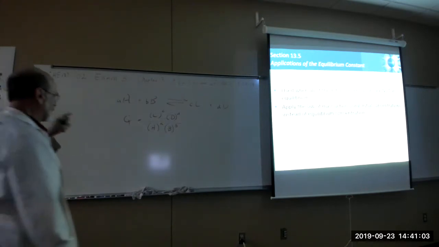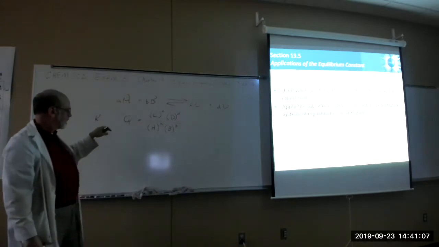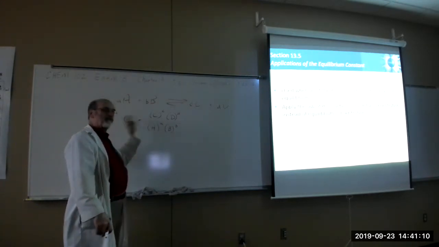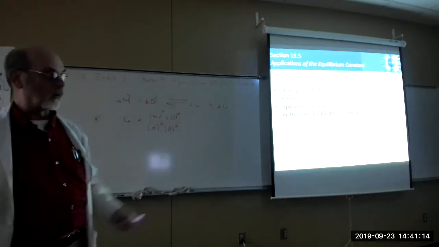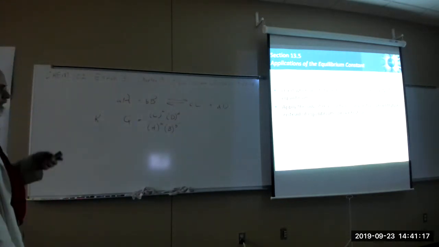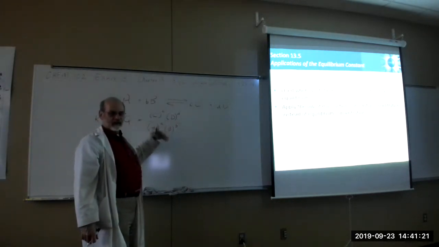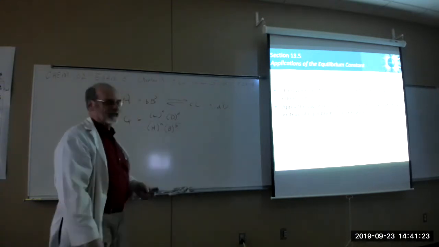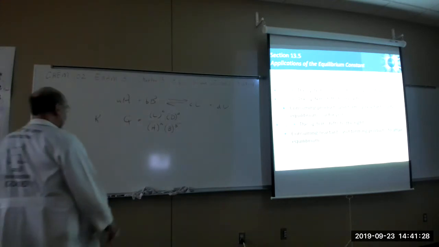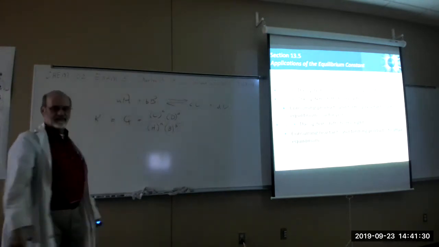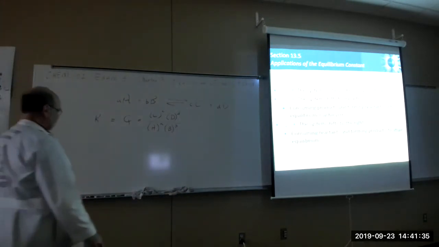But we want to compare this to the K. Say we know what the K value is, then we calculate the Q value and compare it to the K. And that will tell us which direction the reaction is going to go. These are called initial concentrations rather than equilibrium concentrations. Okay. So if the K is equal to the Q, we know it's at equilibrium, right? Okay.